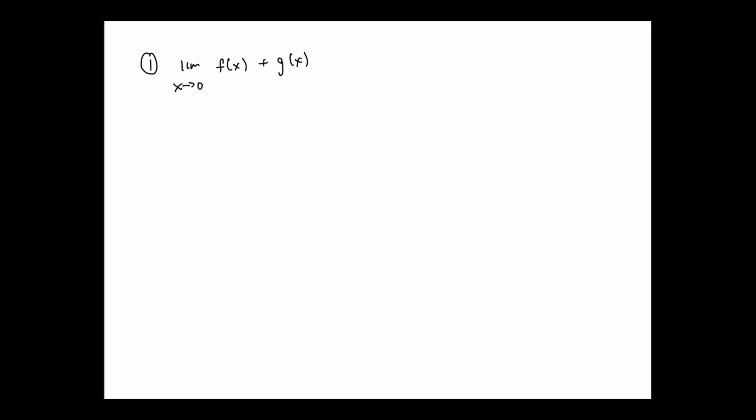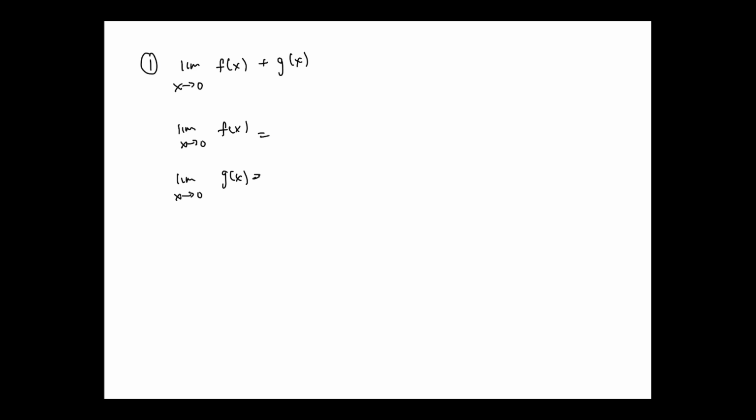Plus the limit of the other function, right? So what I need to double check first is what is the limit of f as we approach 0, and what is the limit of g as we approach 0? And then we'll worry about adding them together, okay? All right, now, what is happening to both of these functions as x approaches 0?